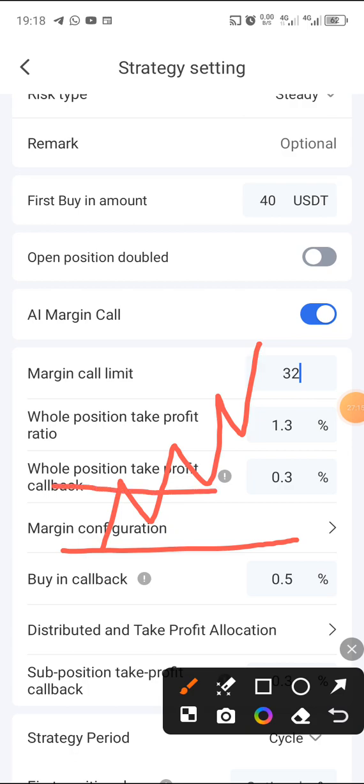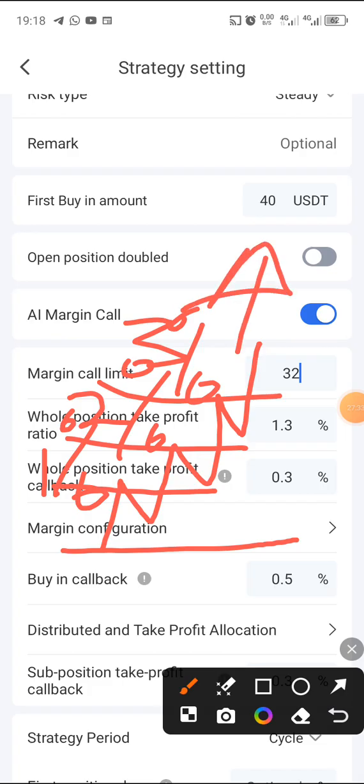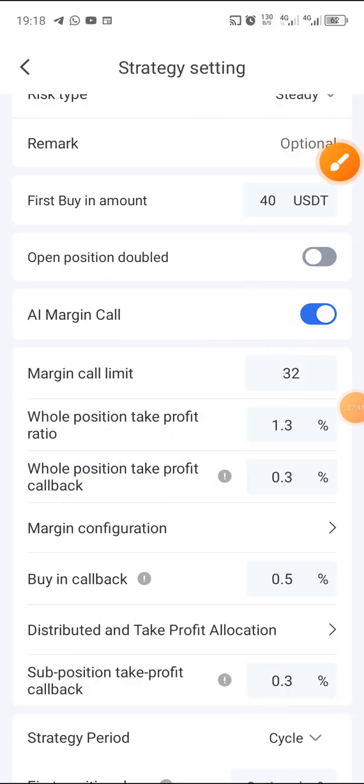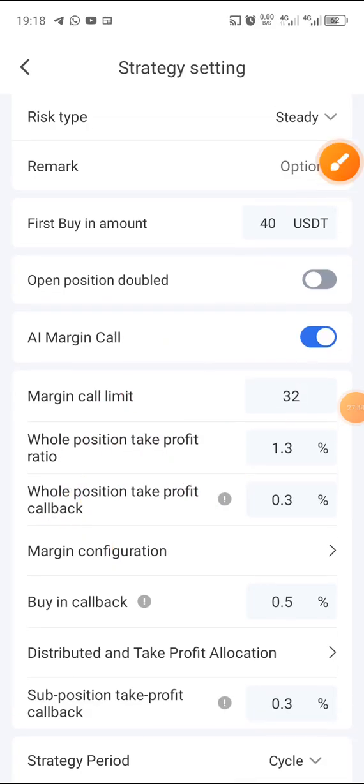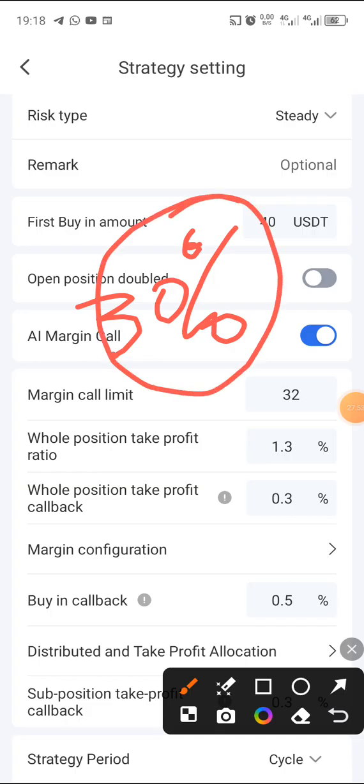One can decide to take profit at 1%. Another one can decide to take profit at 2%. Another one can decide to take profit at 3%, or above, depending on your risk appetite. Our robot can only accept up to 30%, meaning you'll be getting 30% of the money invested in that coin.